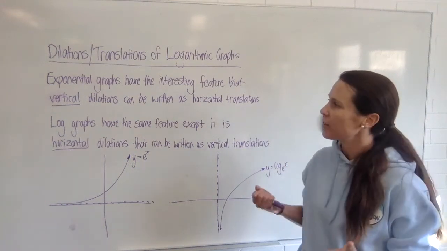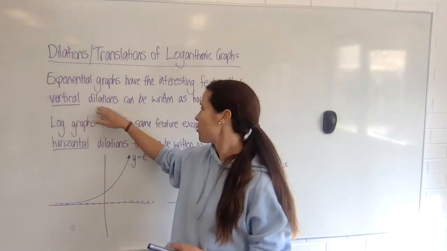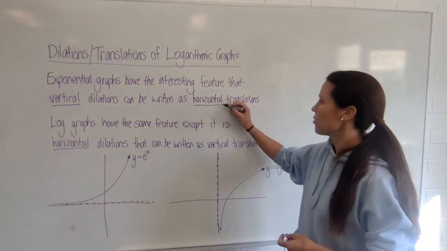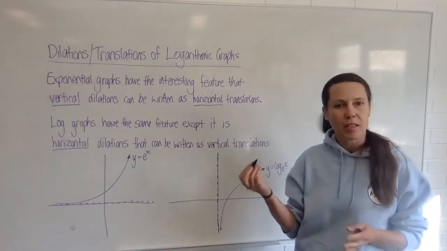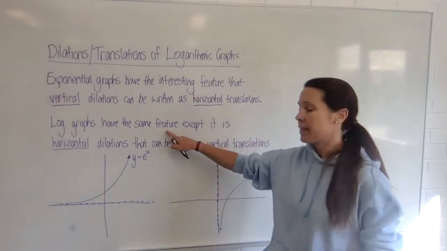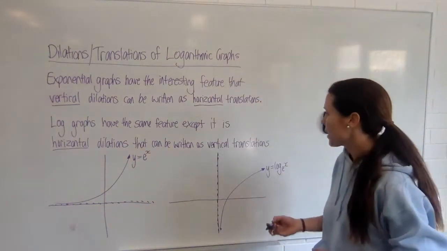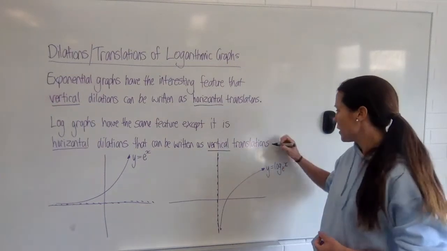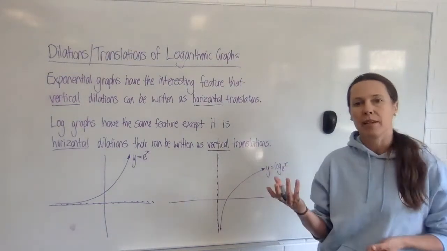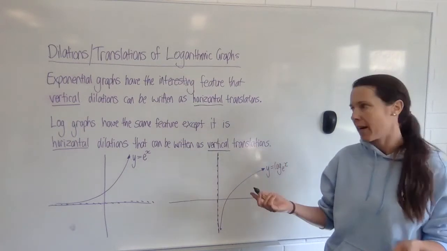Now, we already learnt that exponential graphs have this really interesting feature in that their vertical dilations can be written as horizontal translations and vice versa. Well, log graphs, as you'd expect because they're so similar, have got that same feature except it's the other way around. Horizontal dilations can be written as vertical translations and vice versa. Now, rather than just memorising which way around these things work, it's handy to really think about why it happens.